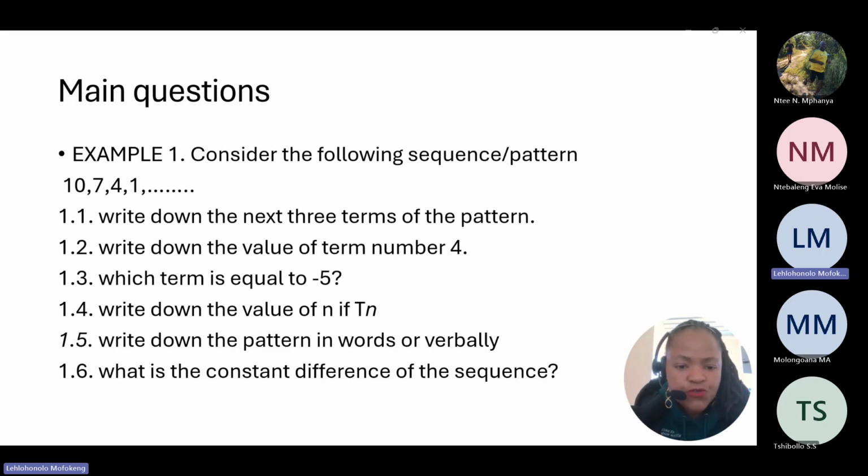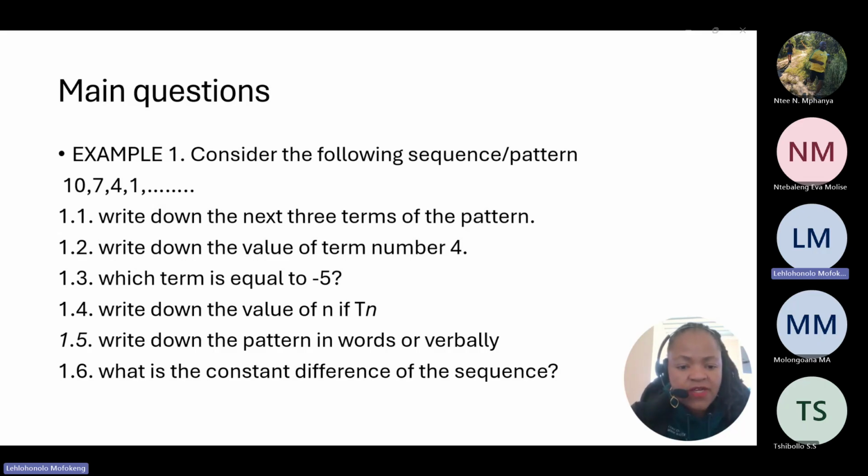So I have explained what number patterns are and the reasons why we learn them. Here is our main story now. We are getting to the main business of the day. I want you to be able to solve questions based on number sequences in future. For you to be able to do that, you must be able to answer these examples. So we have example 1. It says consider the following sequence or pattern. I have attached the word pattern next to the word sequence so that you can recall that sequence and pattern are one and the same thing.